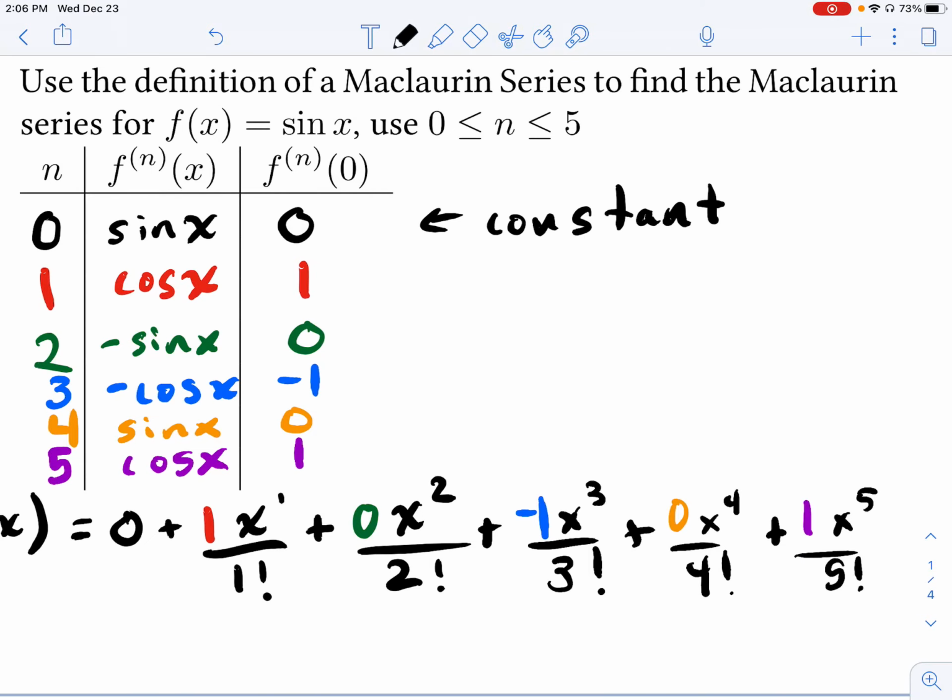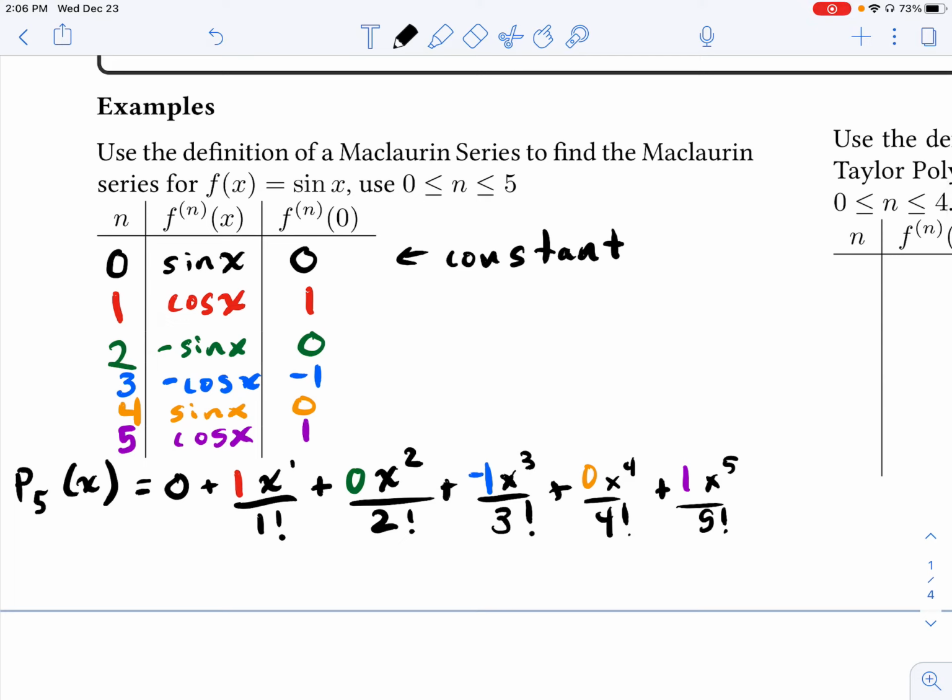Okay? Now, keep in mind, there is a finite number of terms. This right here is my Maclaurin polynomial. It's my polynomial.